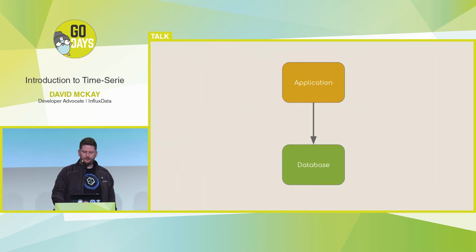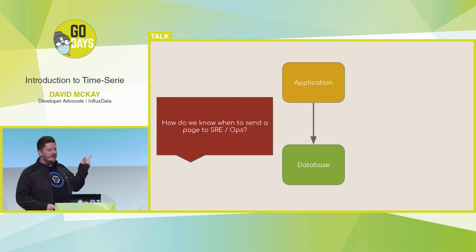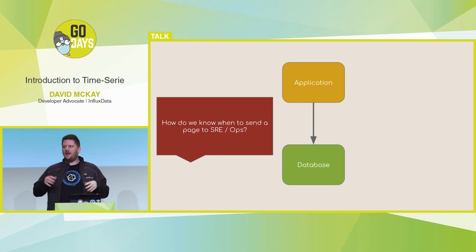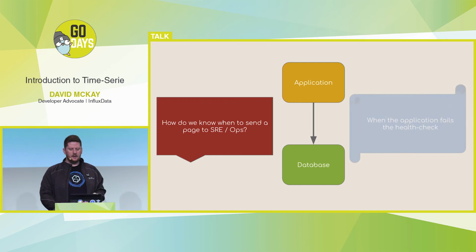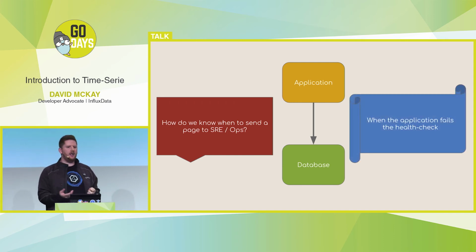Now, why is this important? Well, because we have a very simple thing to identify here: when do we know to page an SRE or an operations person because there's a problem? And generally, we just added health checks. Right? So we add a /health to our application. Whenever that stops responding, you generally send a page, and that was it.